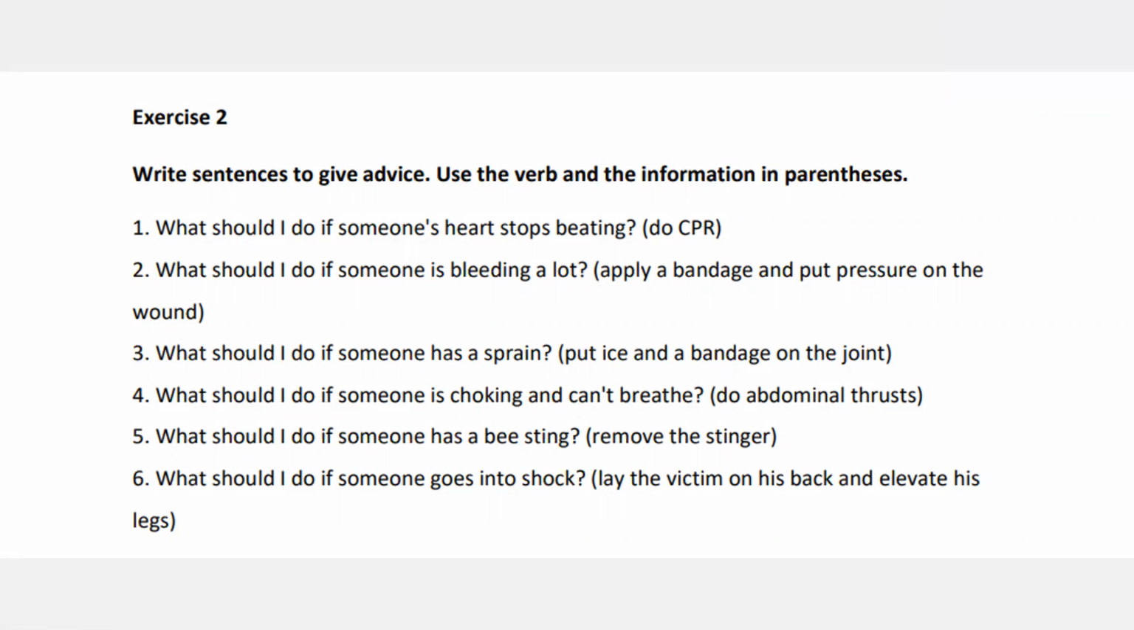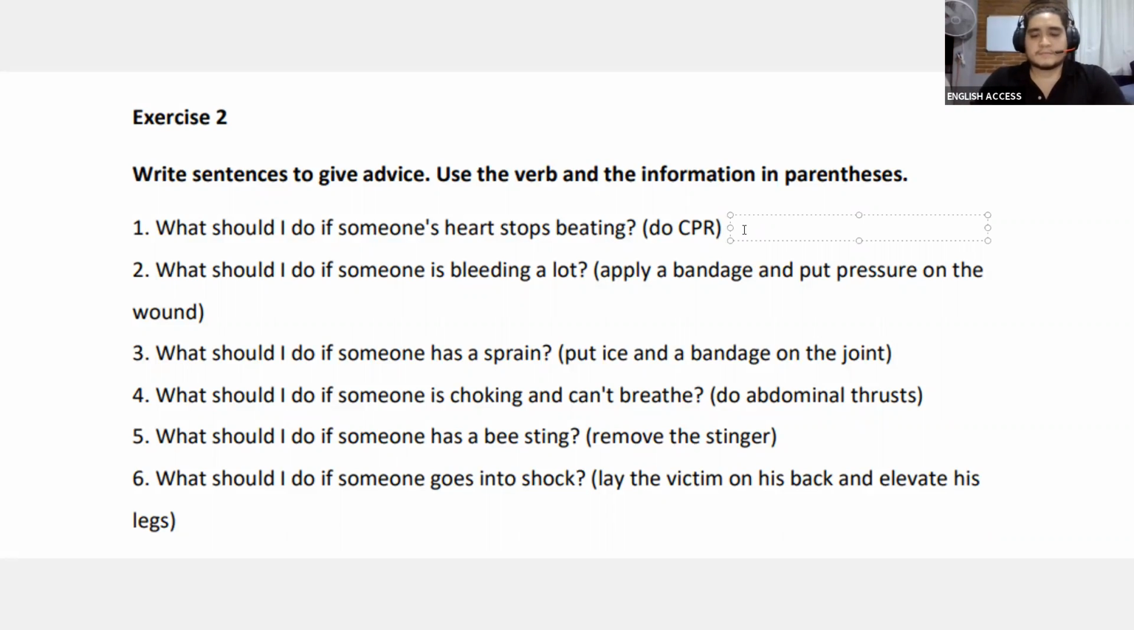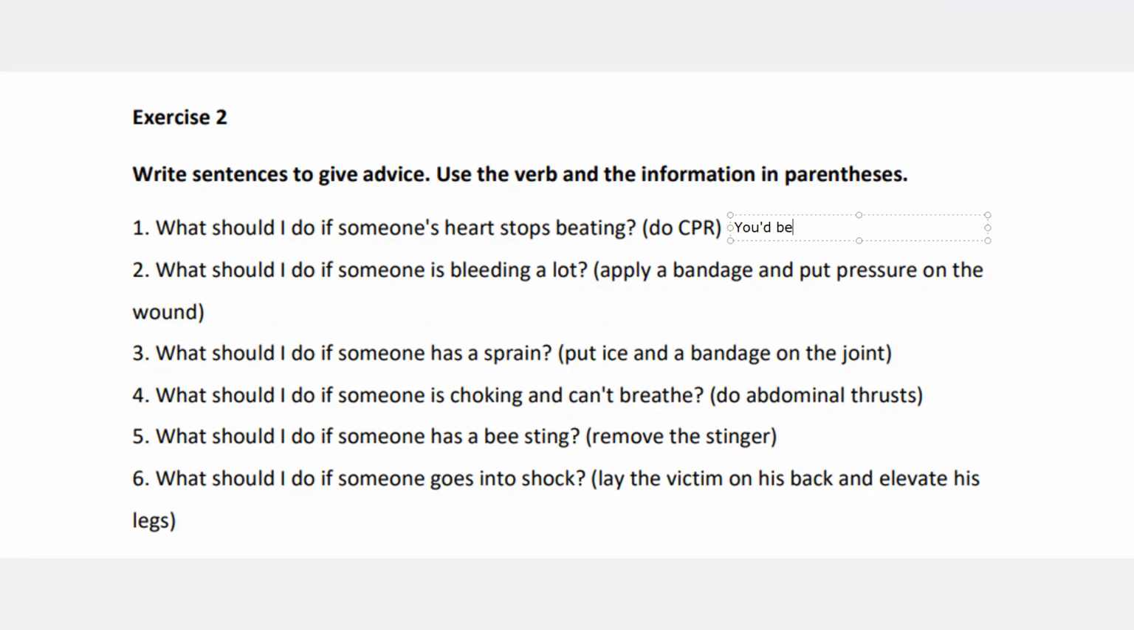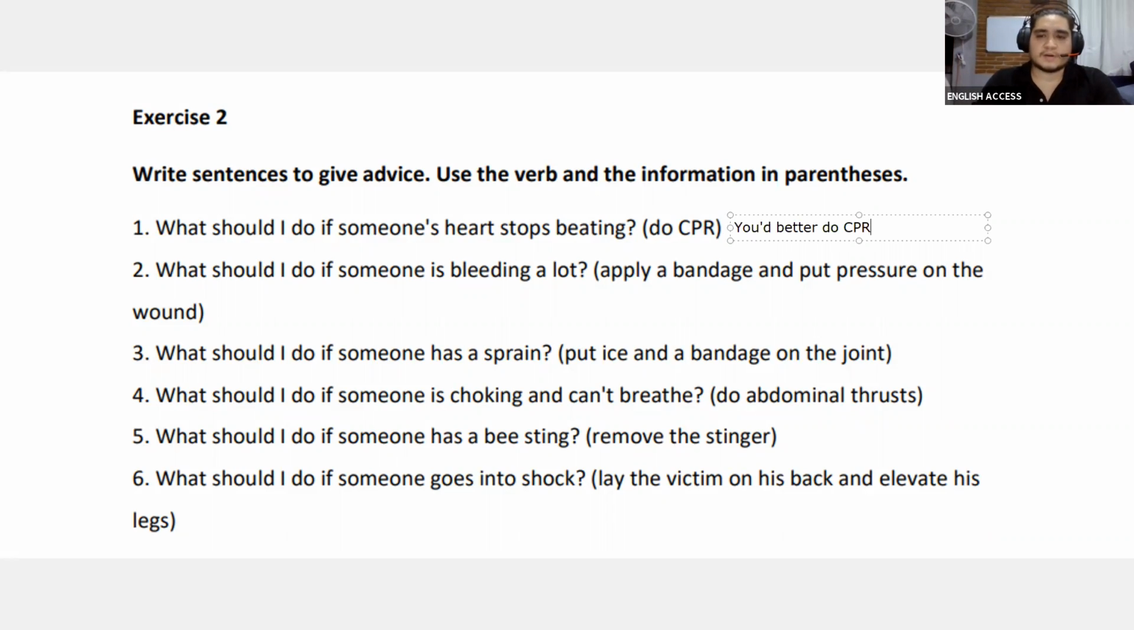Had better. Okay, how would it be, the complete sentence? You had better take him to the hospital. To the hospital. You better... Well, let's use the recommendation in parentheses, which is do CPR in this case. So you better do CPR.